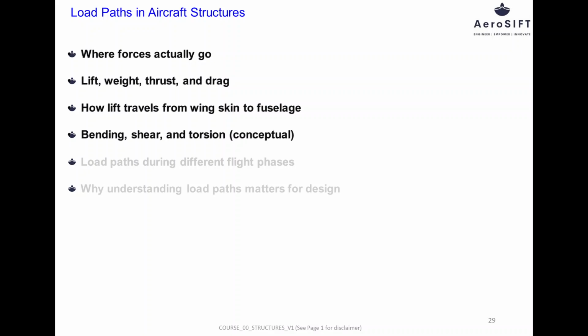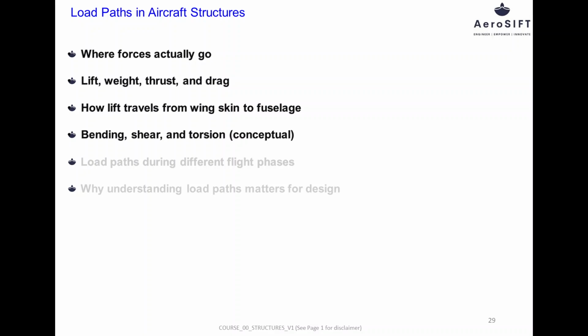Compressive loads occur when components are pushed or shortened. Upper wing skin and upper spar caps experience compression. Frames, bulkheads, struts, and landing gear members resist compression and buckling. Shear loads occur when forces act parallel to a surface, dominant in wing webs, fuselage skins, ribs, frames, and fasteners. Shear allows loads to be transferred between structural members.